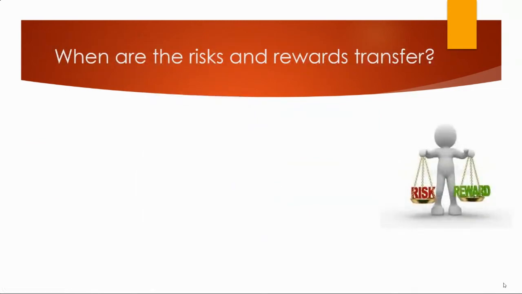Okay, when do you think the risks and rewards are transferred? Specifically when we look at trading inventory. So the risk is the risk associated with a specific inventory item, and the rewards is the compensation we receive. When do you think we transfer the risk and the rewards for a specific inventory item?